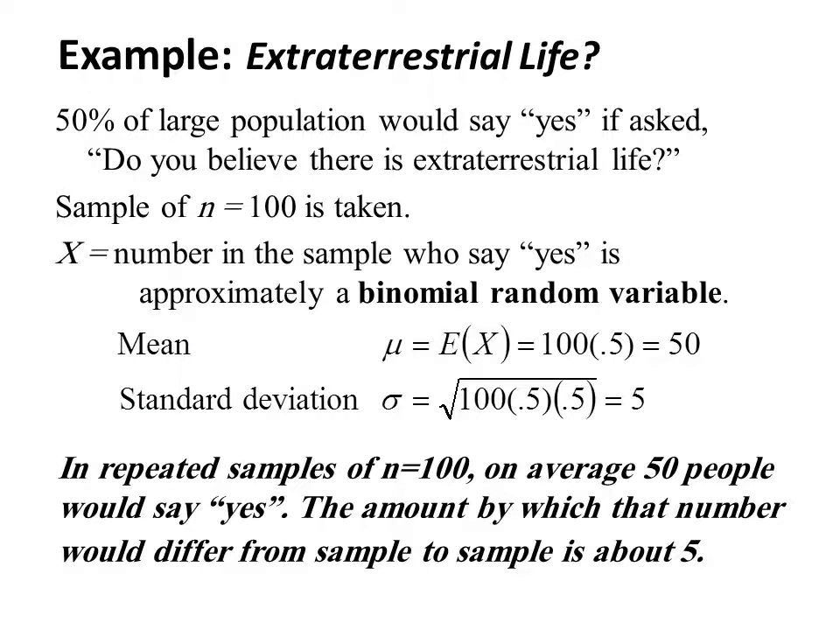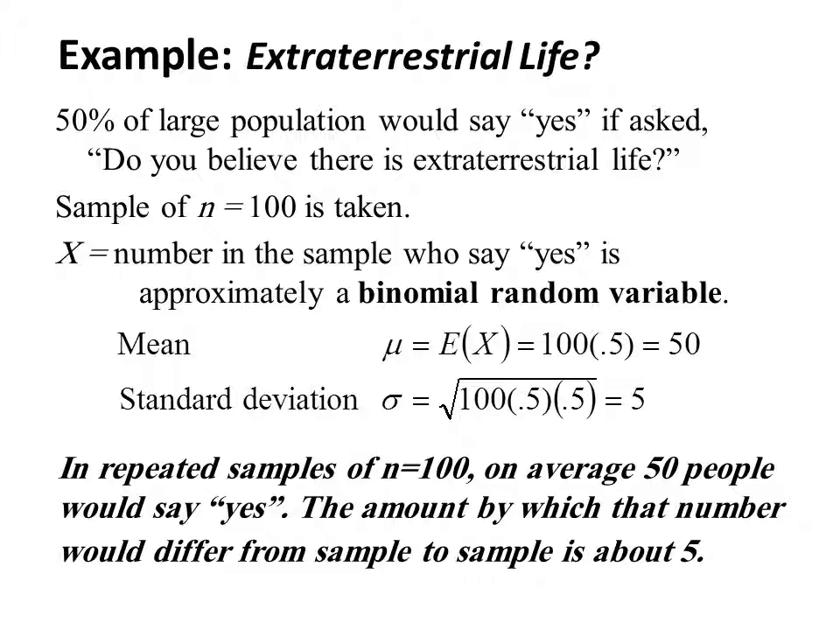X, the number of people in the sample who say yes, is an approximate binomial random variable. The mean will go directly as np. Okay, n is 100 multiplied by 0.5, which is the probability, equal to 50. This is the mean, and the sigma or standard deviation will equal the square root of 100 multiplied by p and q. Okay, 0.5 multiplied by 0.5, the square root will be 5.